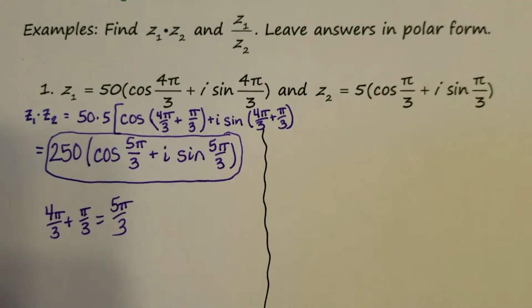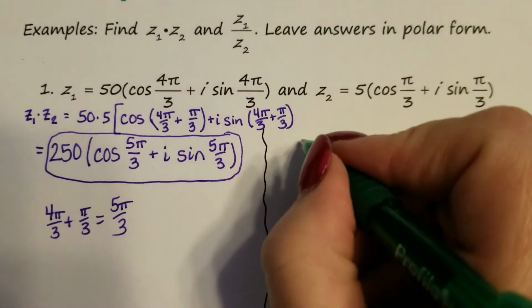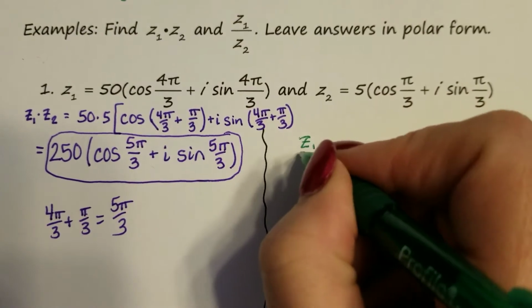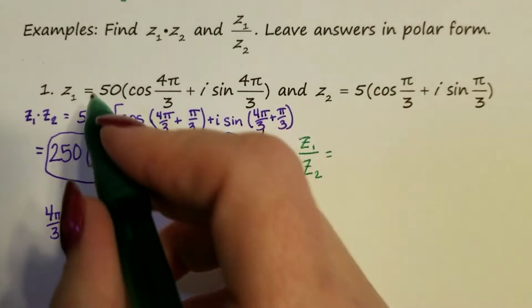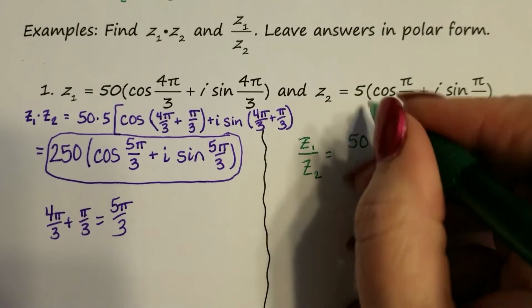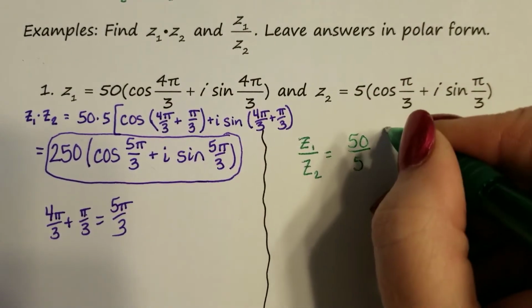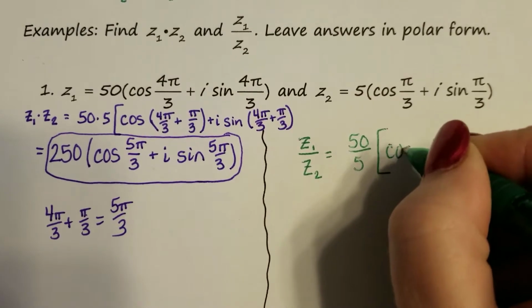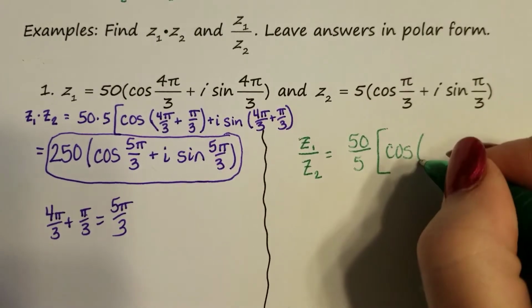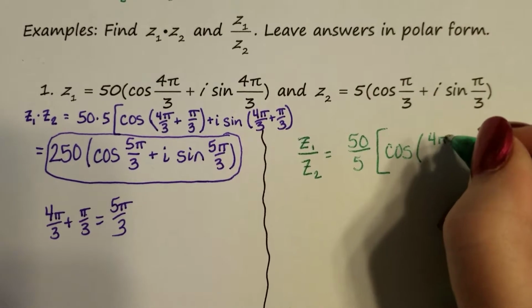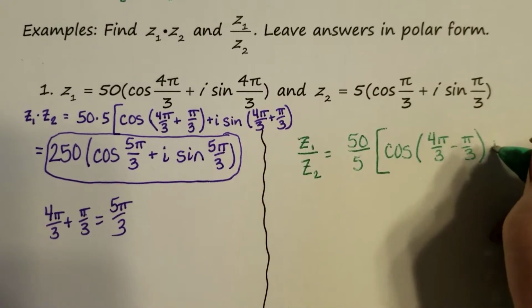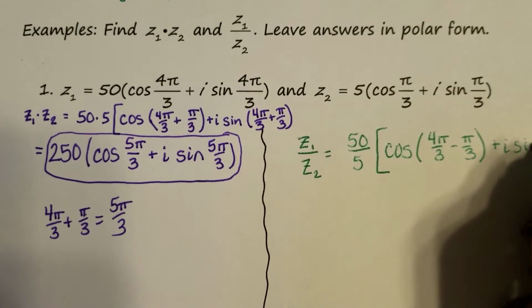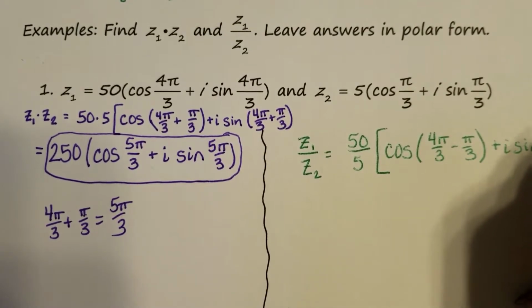So let's take a look at the quotients then. I'm going to take z1 and divide it by z2. So that means we're going to divide our r's. So we'll have 50 in the numerator and 5 in the denominator. And we'll take cosine of 4 pi over 3 minus pi over 3 plus i sine of 4 pi over 3 minus pi over 3.